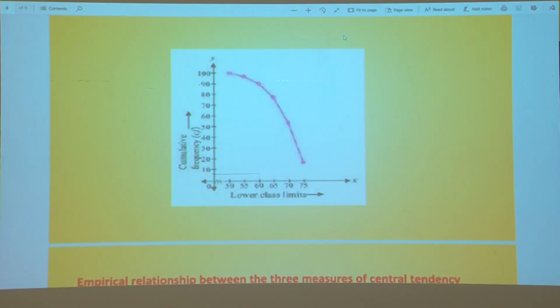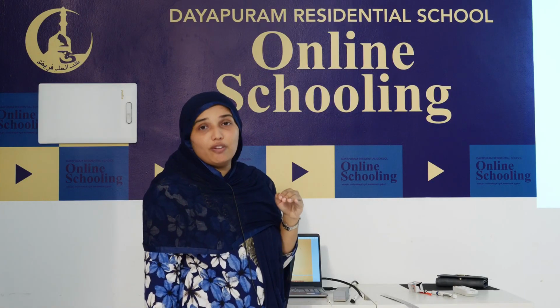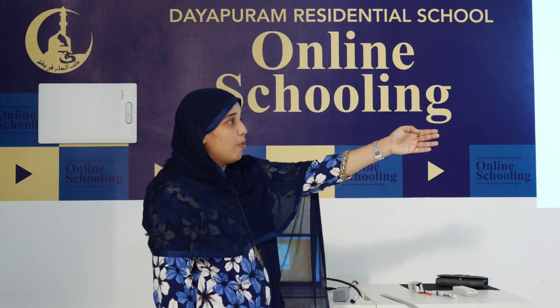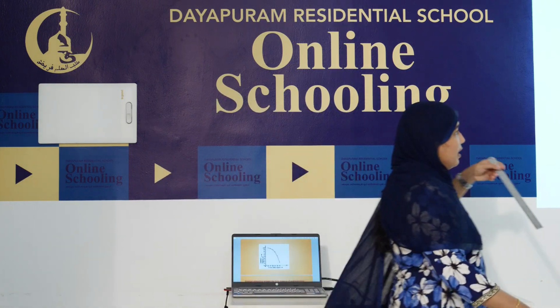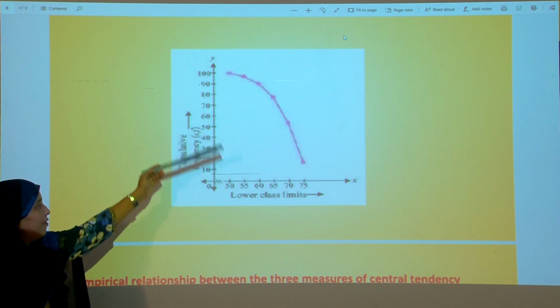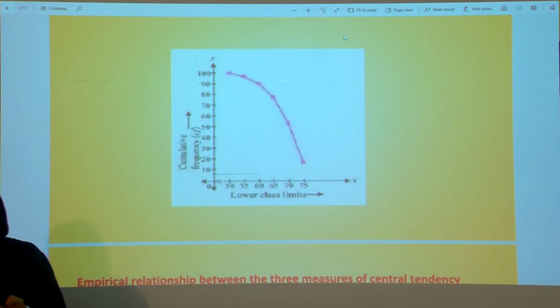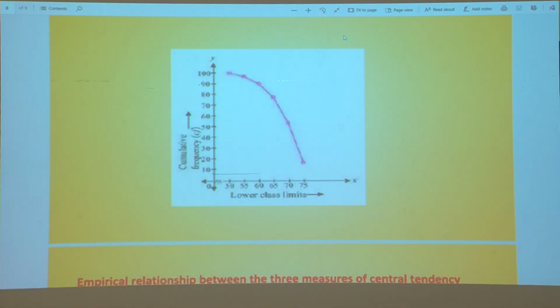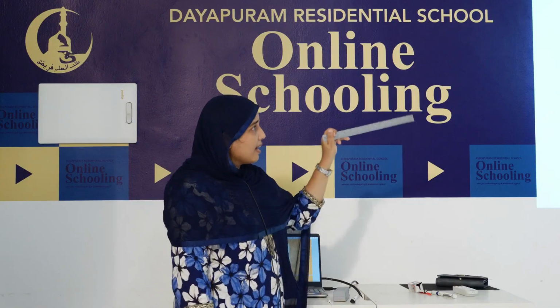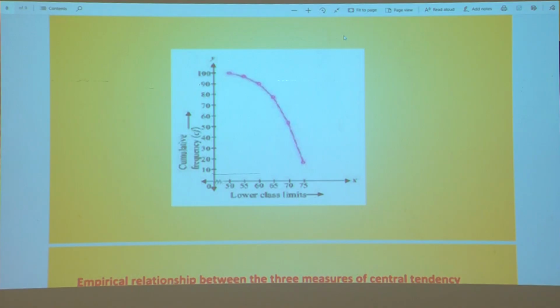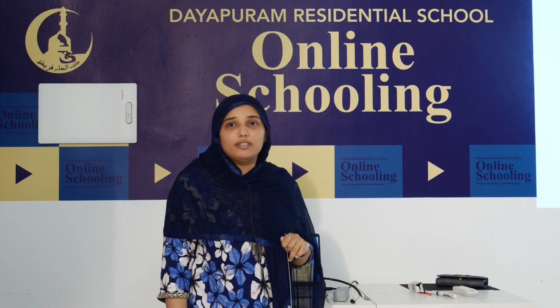In the case of more than type ogive, we take lower limits on the x-axis and the corresponding cumulative frequency on the y-axis, and we plot these points 50, 100, 55, 98 and so on, and join these points. We get a graph like this. This graph is called more than type ogive or more than ogive.